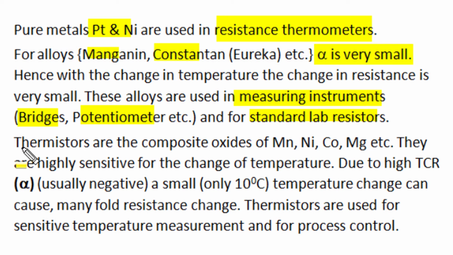Whereas we also use thermistors, which are composite oxides of manganese, nickel, cobalt, magnesium, etc., and they form a powdered mixture with certain binding material. They have a very high value of TCR, usually negative, and due to this high temperature coefficient of resistance, a temperature change of only 5 or 10 degrees Celsius can change the resistance value manifold. So such thermistors are used in sensitive temperature measurement and in temperature-related process control applications.